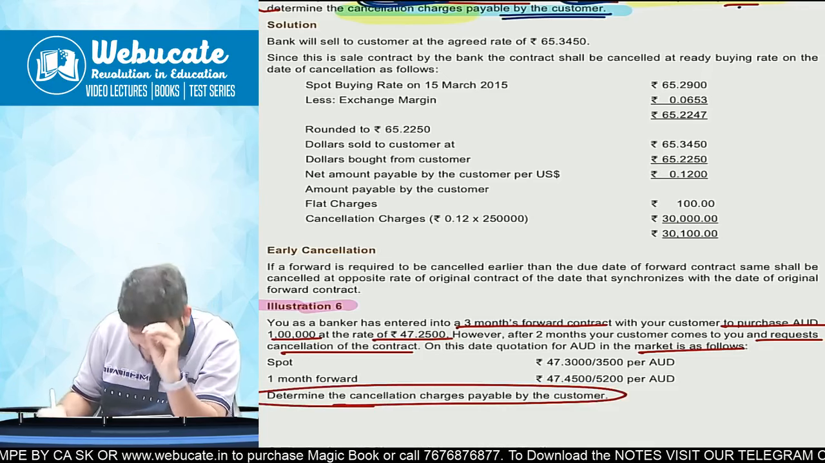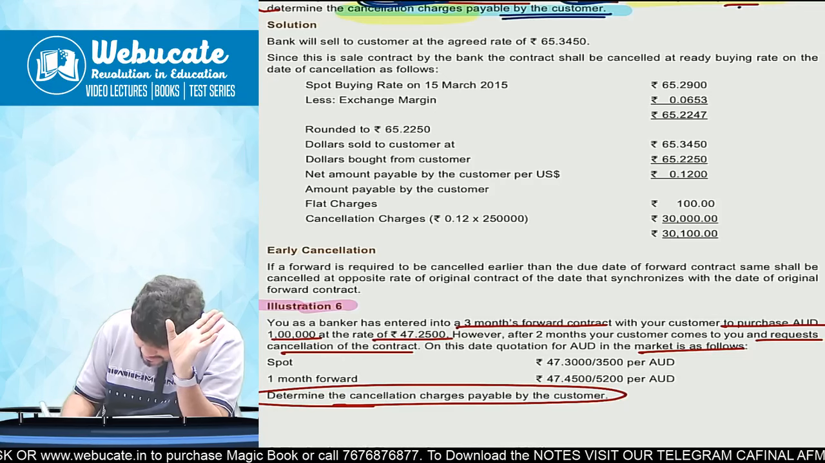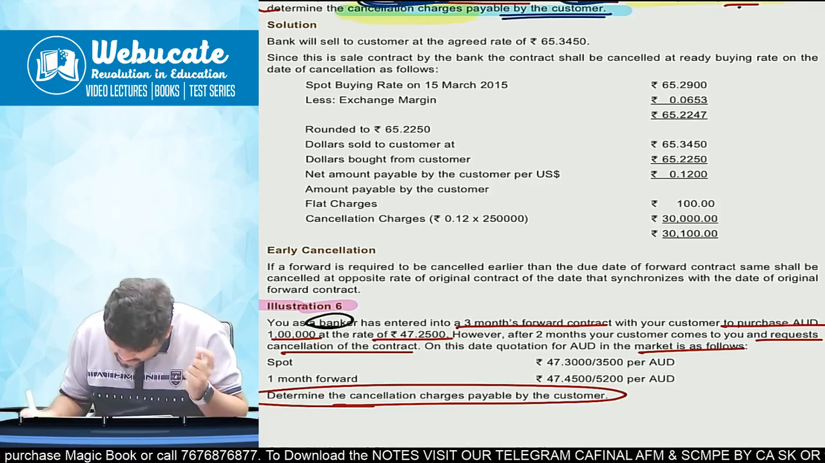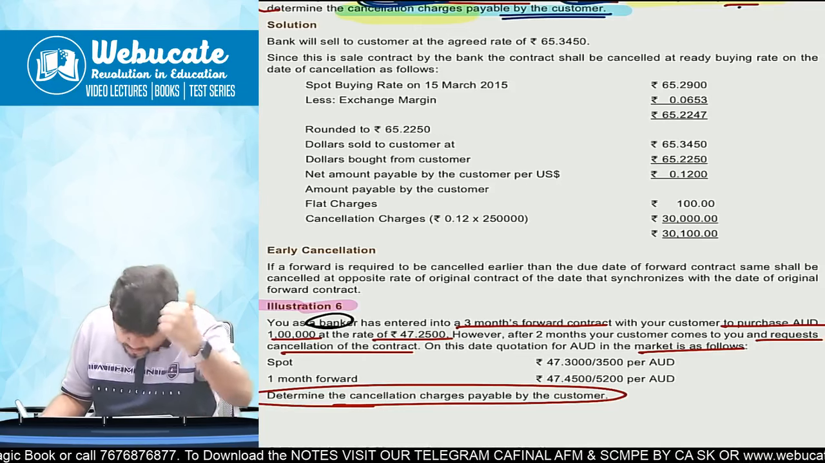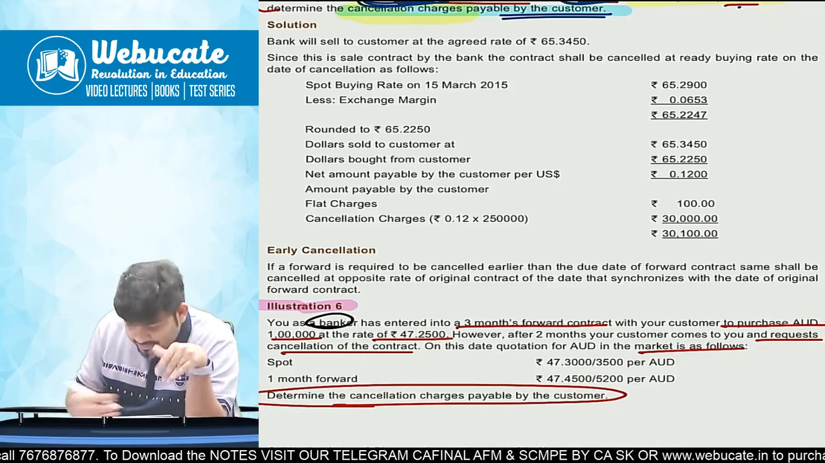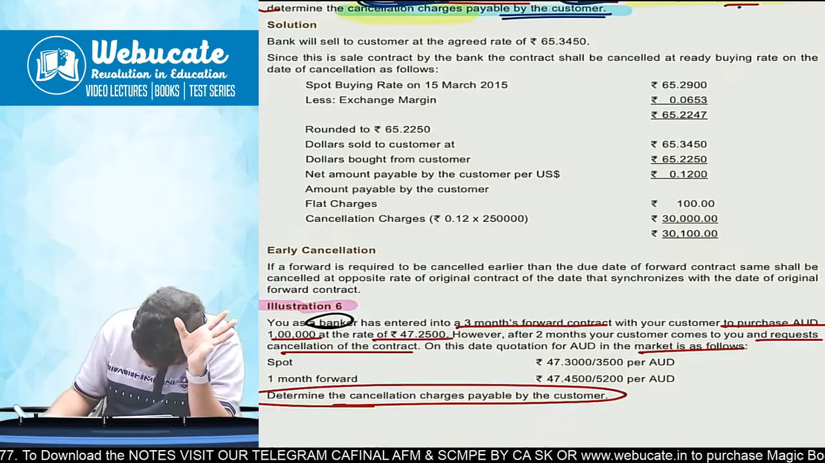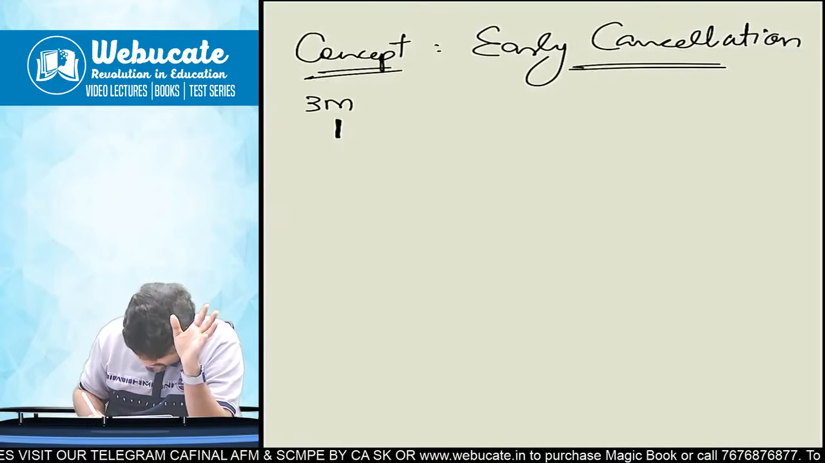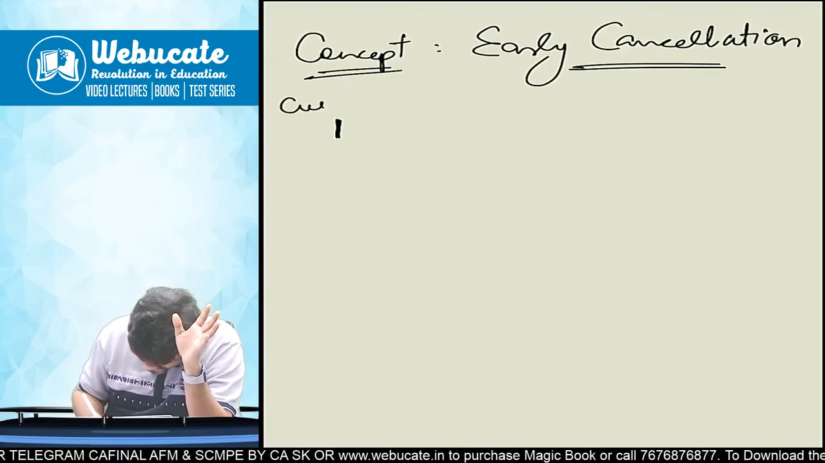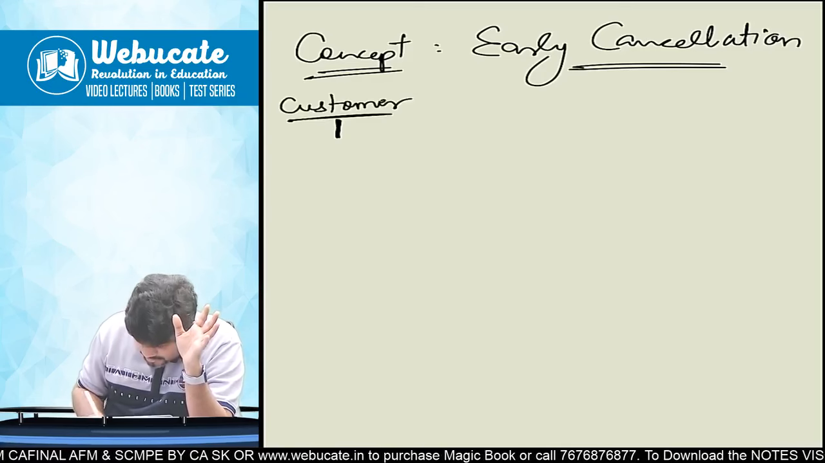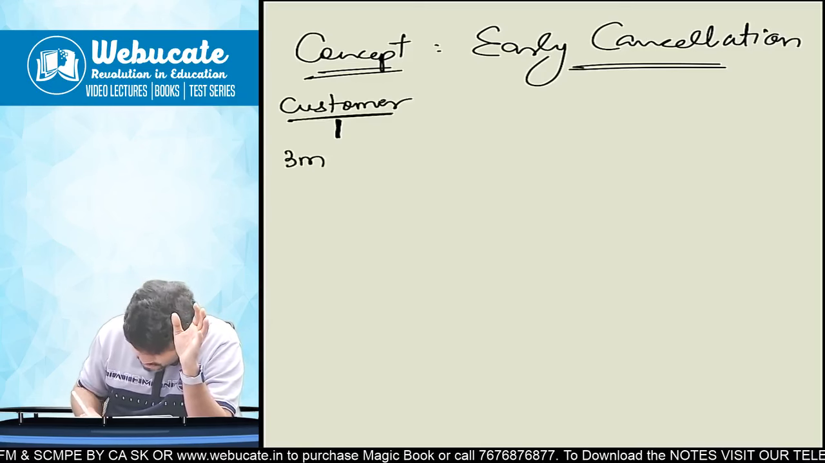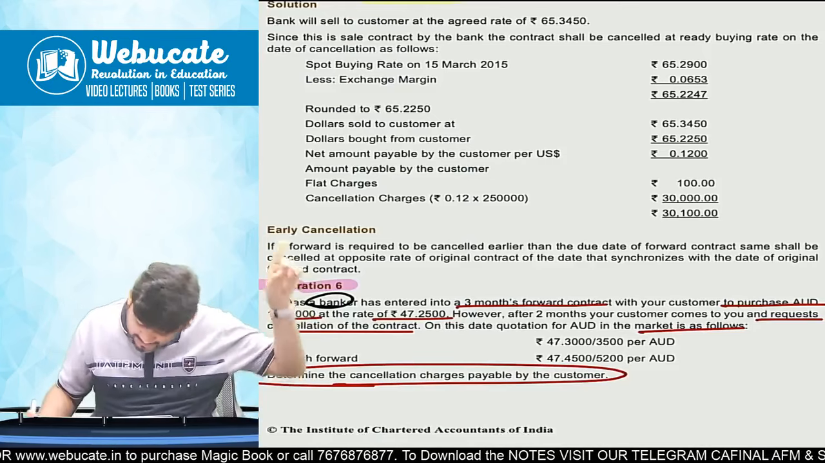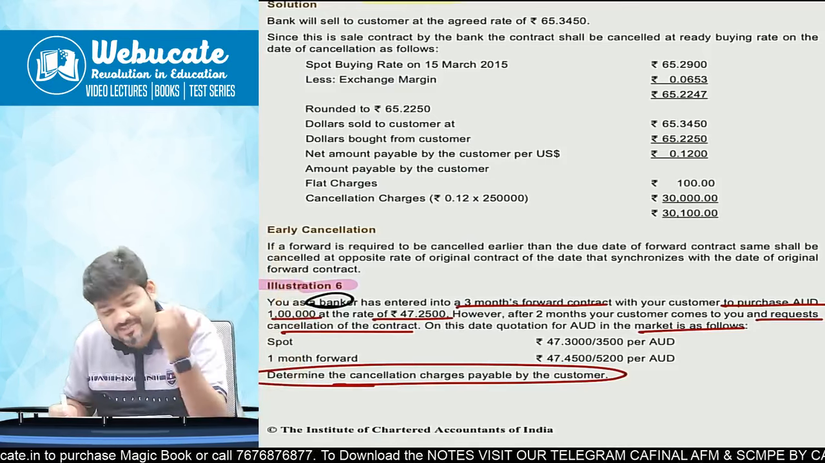Now it seems so easy. All you have to do is just put it on the timeline and things will automatically work. You as a banker have entered into a 3 month forward contract with your customer to purchase AUD 1 lakh. Customer is selling, you are purchasing. So let's start. Date is not given. So 3 months. So the customer is there. Banker purchasing, customer selling.